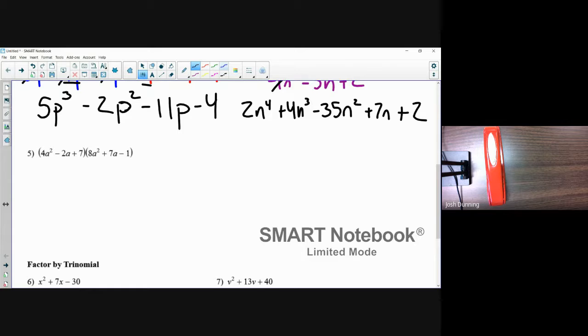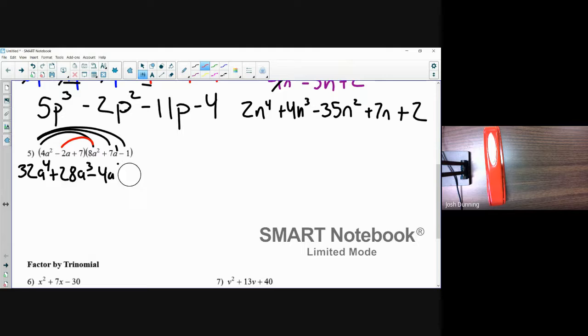So 5, same idea. 4 times 8, 32. A, we add those 2's, we get 4. And then 4 times 7, 28. A to the first, don't forget that's a 1 there, so 2 plus 1, 3. And then that just changes it to negative. Now we'll do the minus 2.